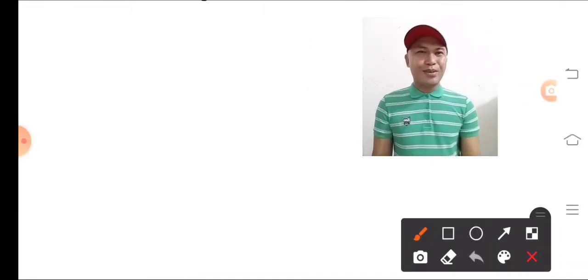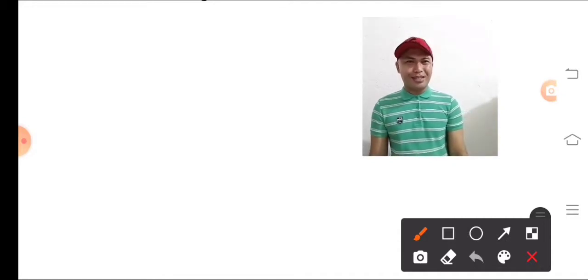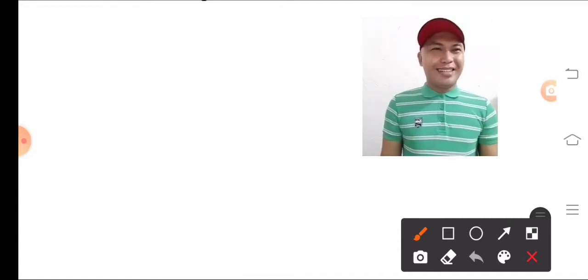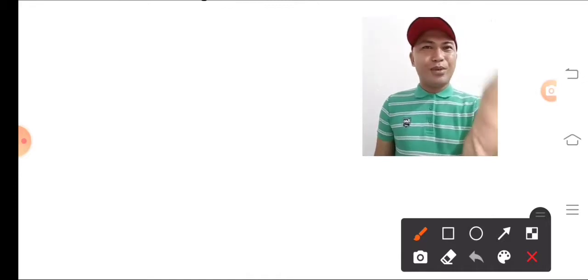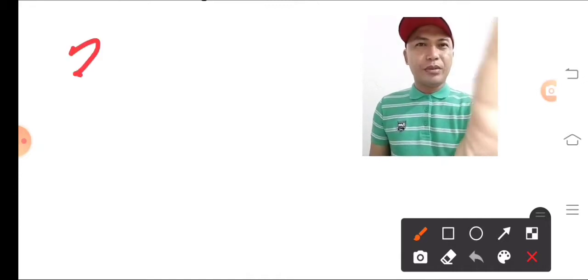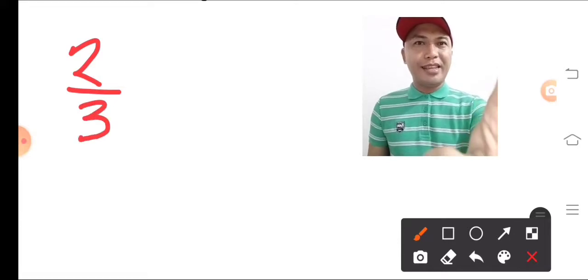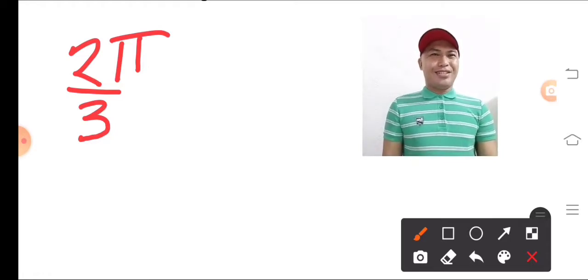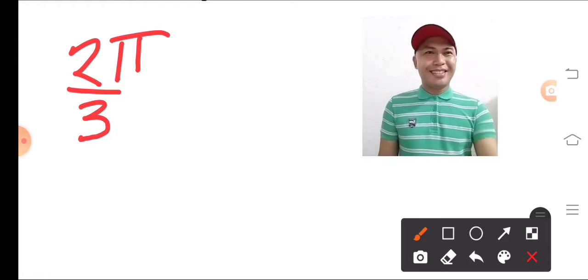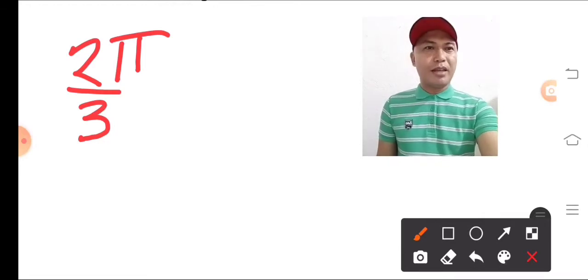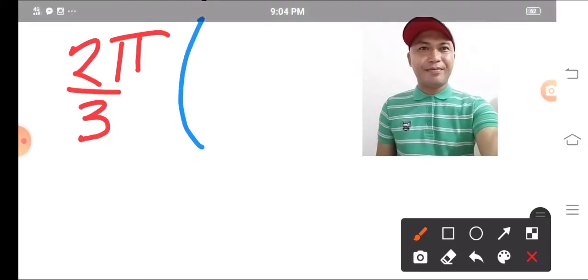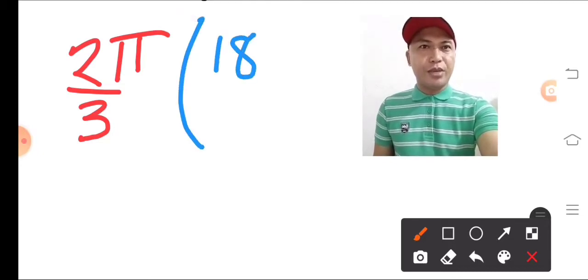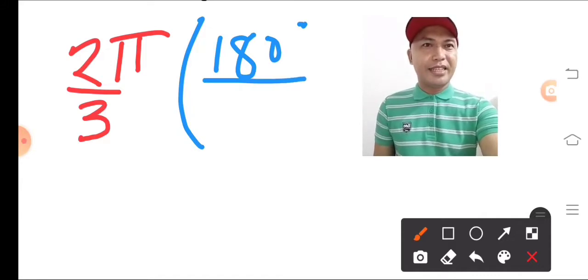Now this time we are going to write radians into degrees. Let's take some examples. So what if we have 2 over 3 pi? How are you going to convert that, or write that, into degrees? All we have to do is multiply that by 180 degrees over pi.